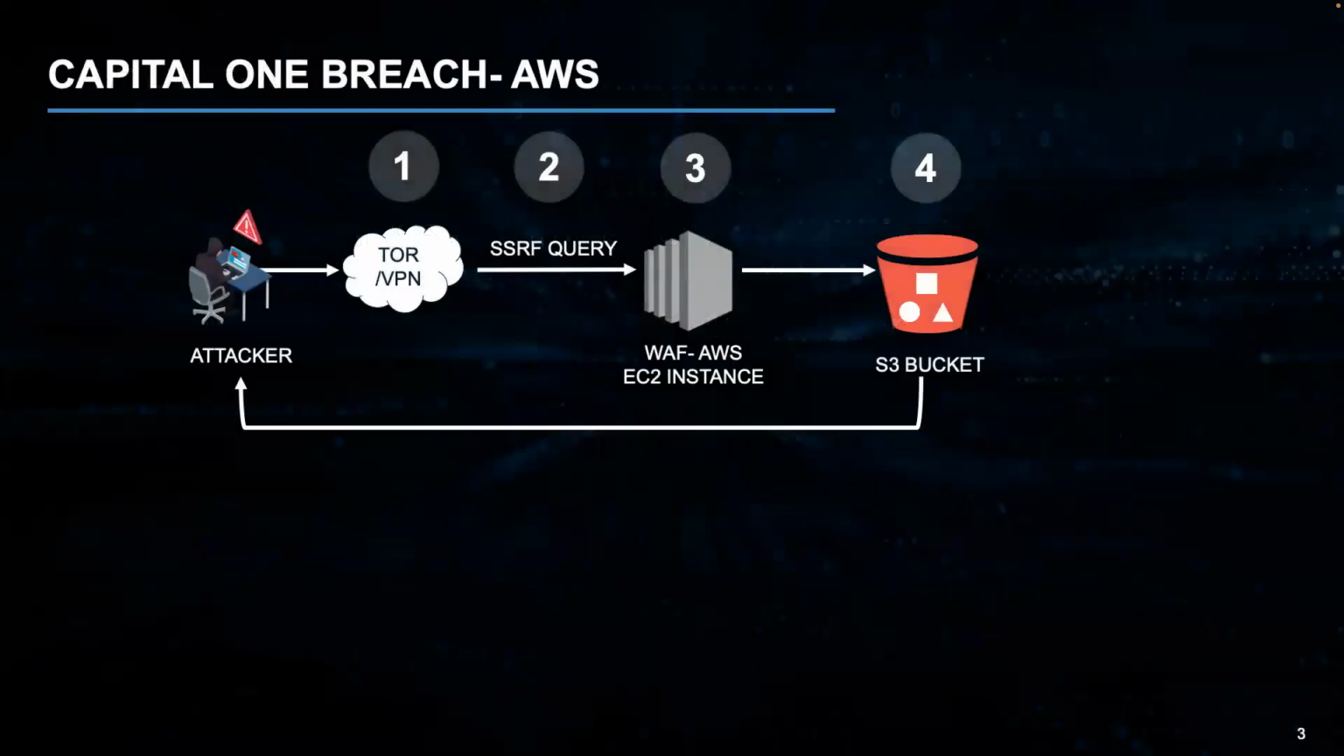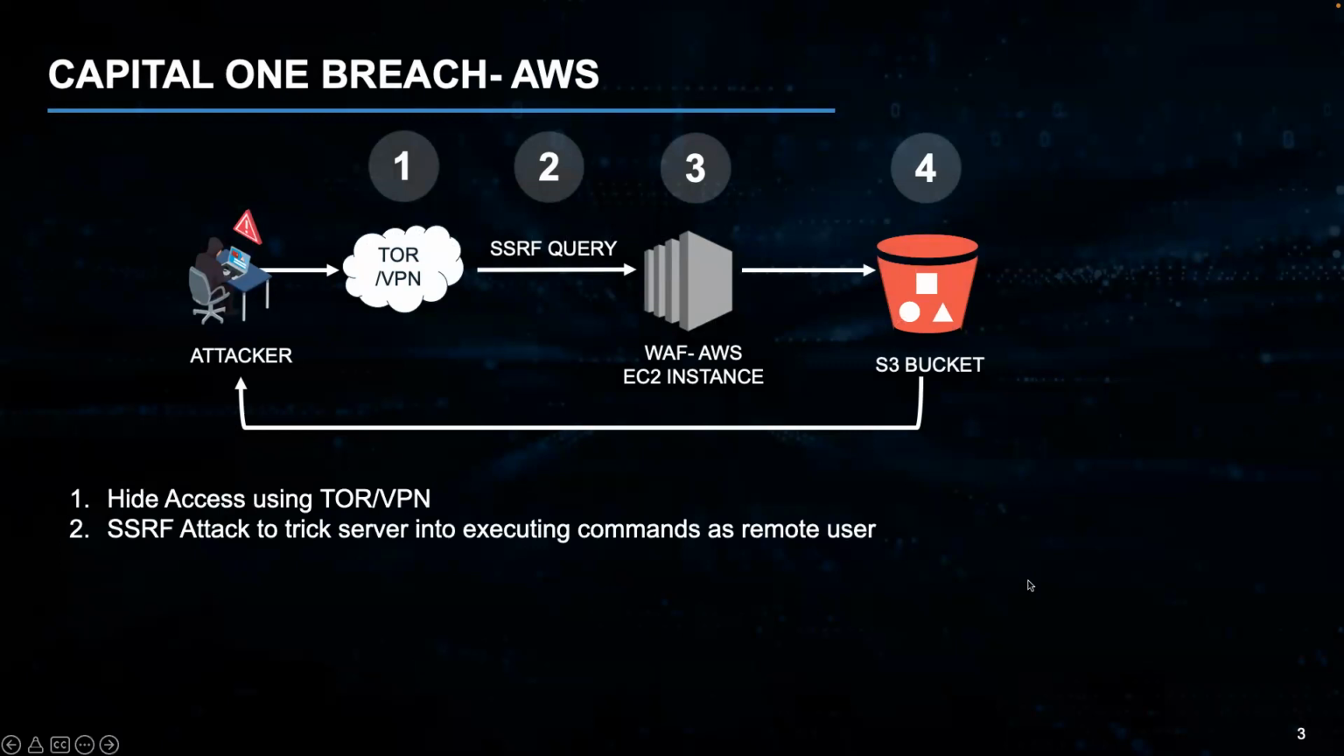So this is one of the major data breaches that happened on AWS in 2019, for Capital One, one of the largest financial institutions in the US. In this breach, millions of records got stolen. This is how the entire attack traversed. Firstly, the attacker tried to cover their tracks, so they leveraged Tor and VPN. The second step was that the attacker exploited the SSRF vulnerability, and that's how they gained access to one of the EC2 instances, which was doing the job of their web application firewall.